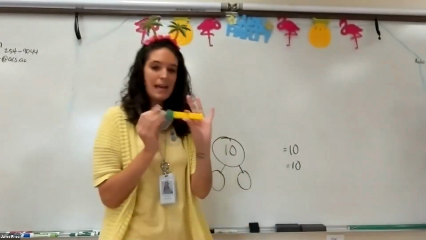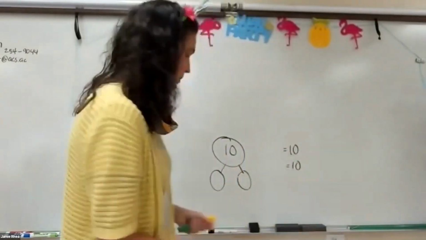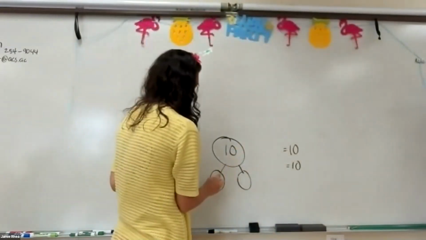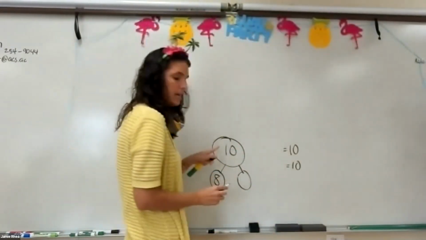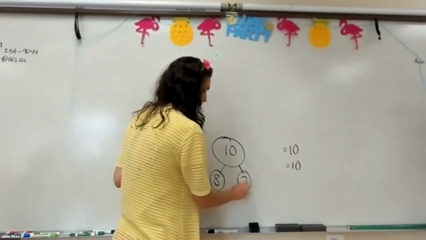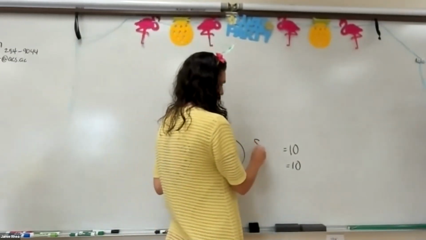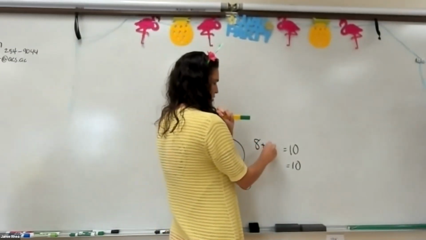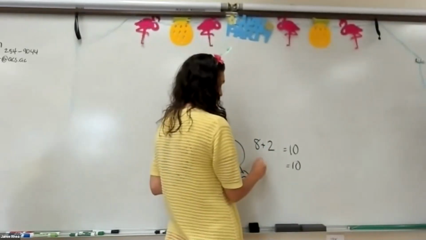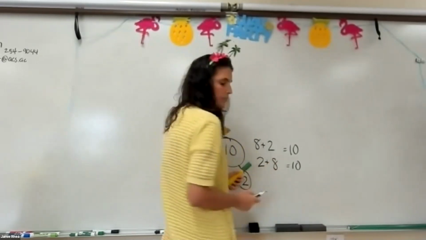All right, so I still have 10 as my goal. But how many did I have in my hand? Remember, I had 8. So I'm going to write 8 in one of my parts. How many more to make 10? 8, 9, 10. I need 2 more. How do I write that as a number sentence? 8 cubes here plus 2 that I hid away equals 10. Or I could say 2 that I hid away and 8 cubes here.